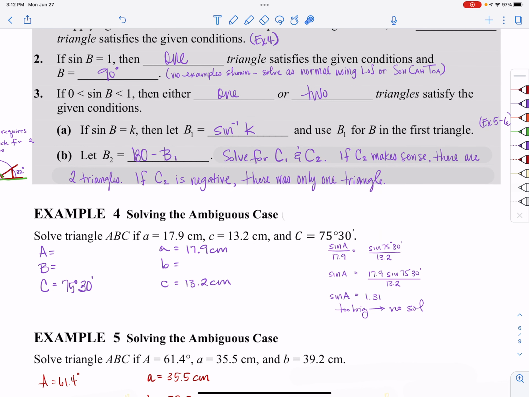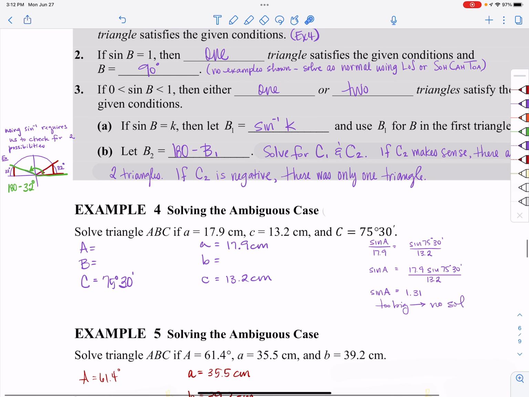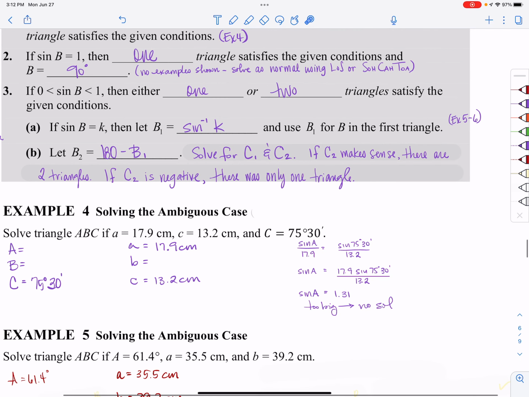So again, for part A, if I'm going to use that sine inverse, I need to remember that sine inverse could cause two possibilities. Now, if it is going to cause two possibilities, how will I find the second possibility? Well, first of all, let's just use 180 minus the angle that I found. And so that's this concept right here. This is figuring that there might be that second possibility. That's going to be a supplement.